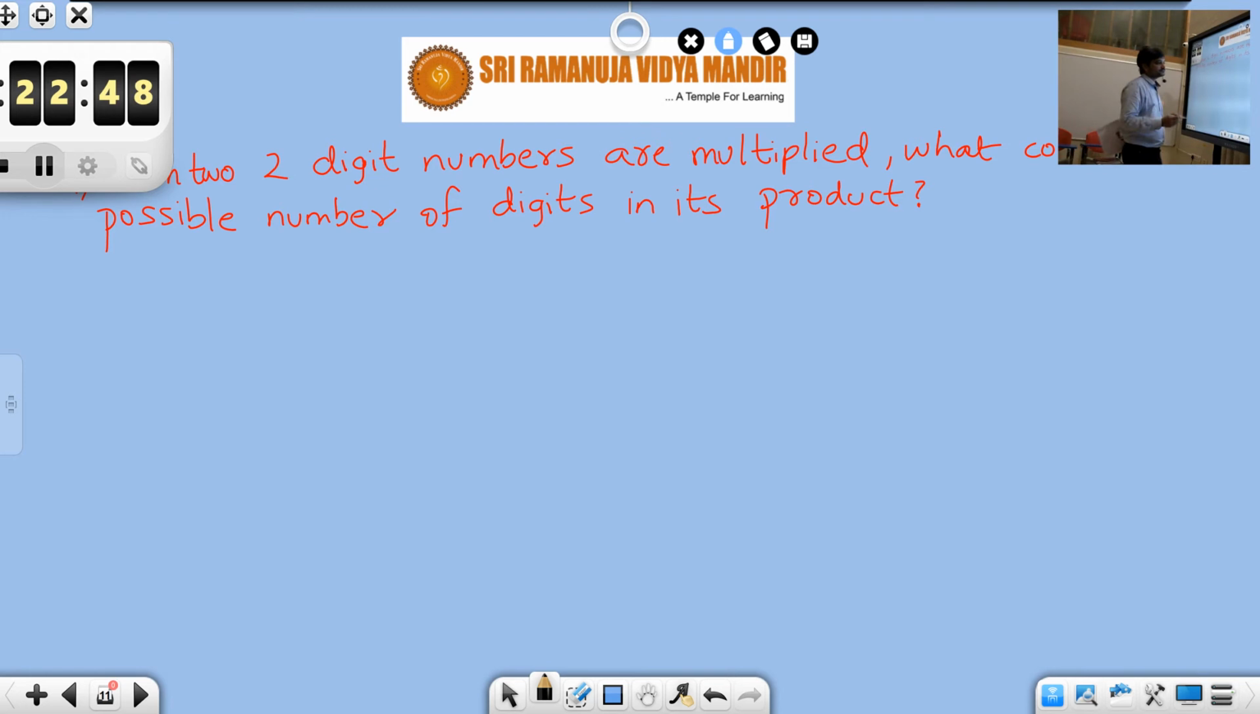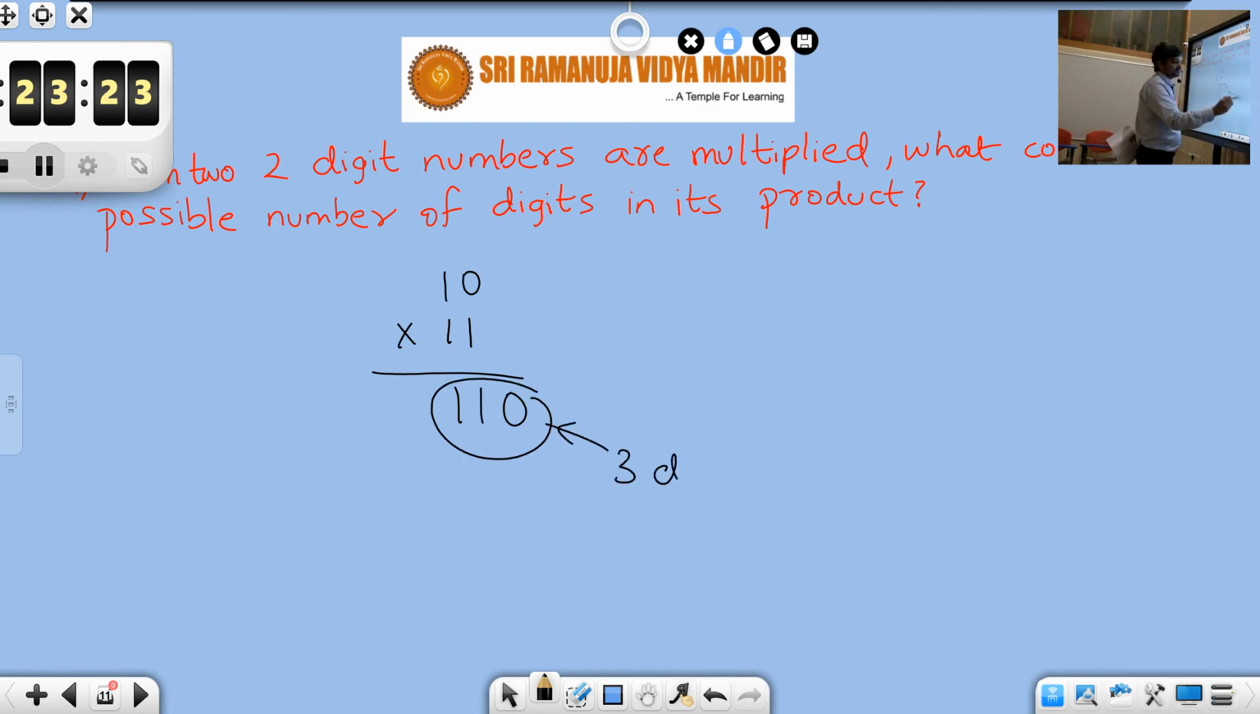Okay. Now, students, suppose let's consider any two-digit numbers like 10 and say 11. What would be its product? 110, right? Now, is there any other two-digit number which is less than any of these? Do you think so? These are the lowest two-digit numbers, right? And how many digits are we getting in the product? 3.